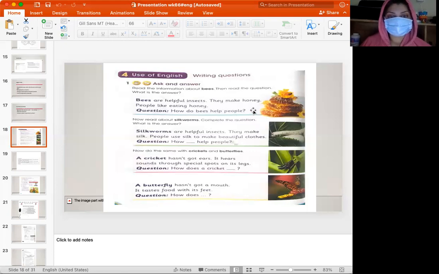So look at this question. How do bees help people? They help people by making honey. Now read about silkworm. What is a silkworm? Yes, a silkworm is the worm that makes silk for us. What is silk? Silk is a type of clothes. It's very soft. I don't have something silk here, but if I had, I would have shown it to you. You can go to one of your parents and ask them to show you something silk and touch it. Its thread is made by this worm.